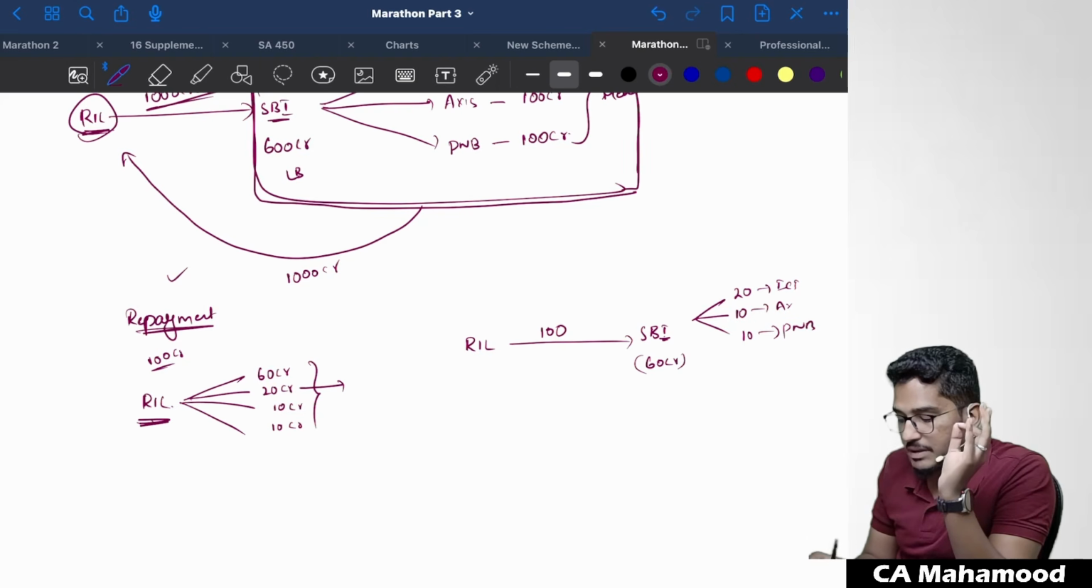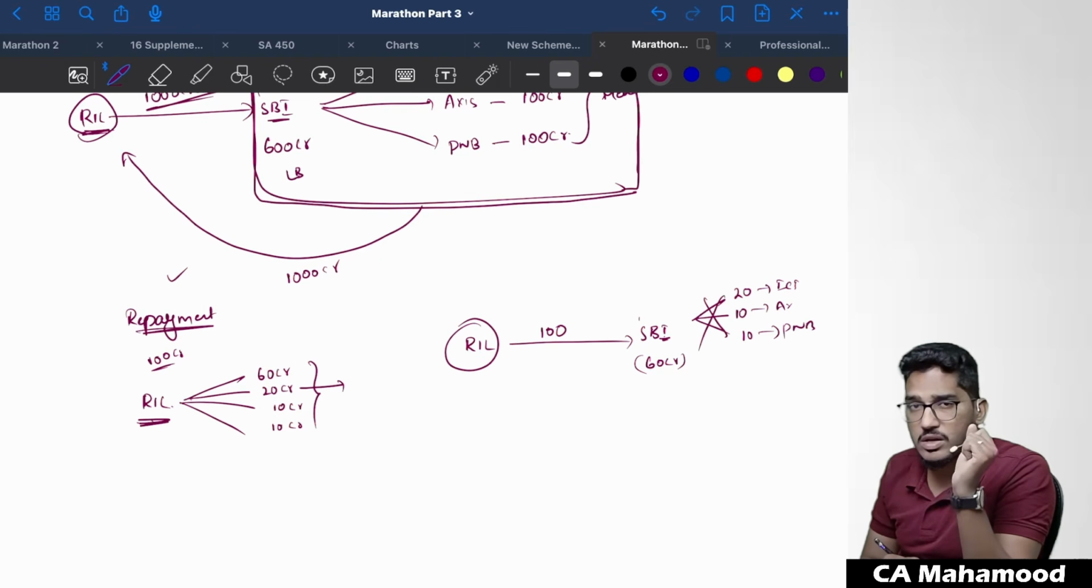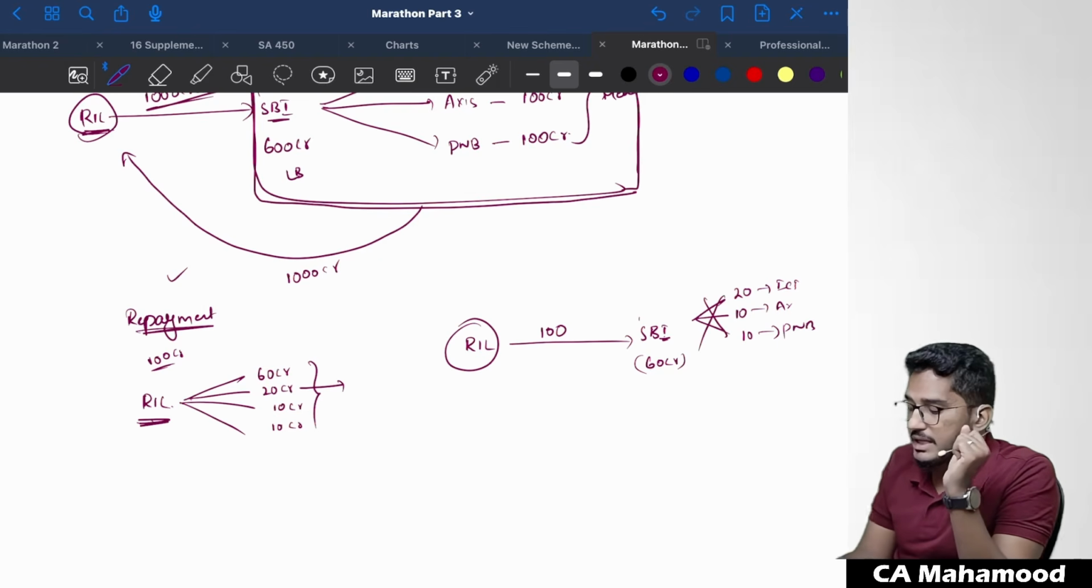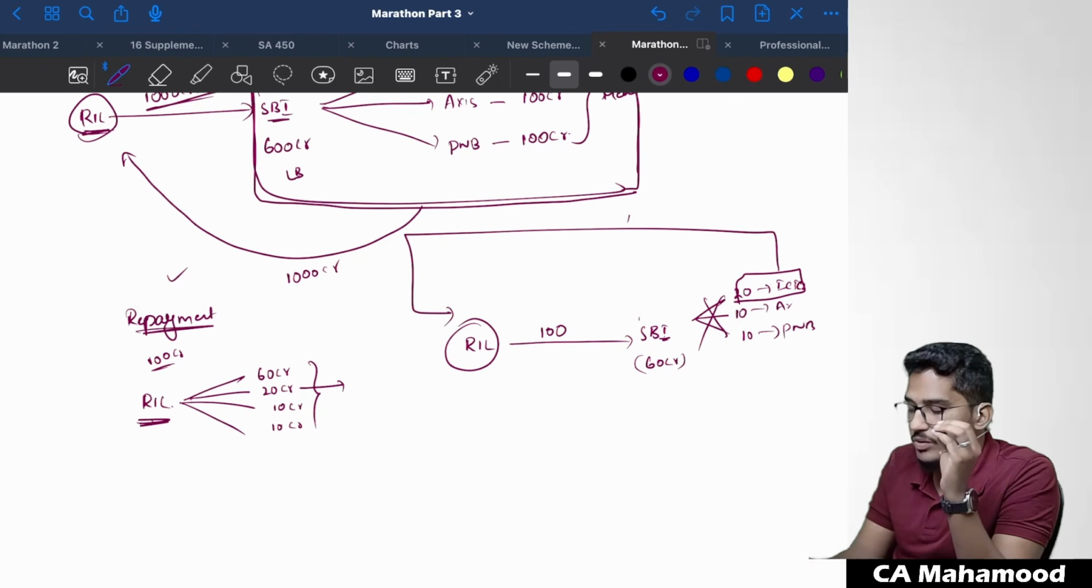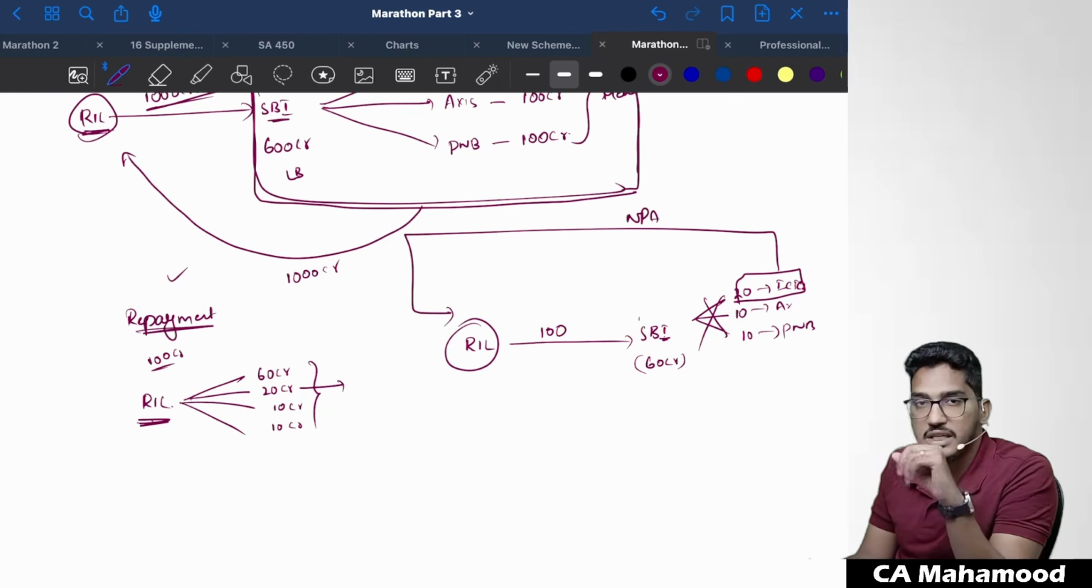But in some cases, the customer will make the payment of the entire amount to the lead bank, but the lead bank will not transfer the share to the member banks. In case the member bank has not received the payment on the due date and it remains overdue for more than 90 days, ICICI Bank will classify the Reliance Industries Limited account as NPA. Why? Because they did not receive the payment.